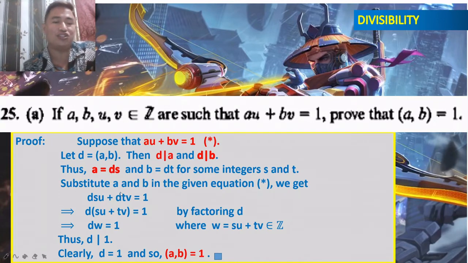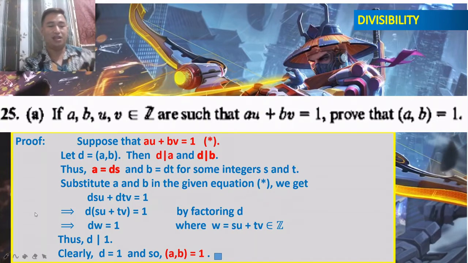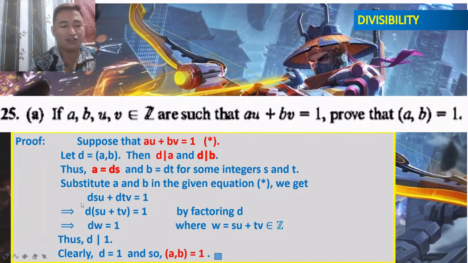Substitute A and B in the given equation star. We get, substitute them into AU plus BV. So AU becomes DSU and BV becomes DTV. Right? DSU plus DTV is equal to 1. It means that we can factor out D, class. So D times (SU plus TV) is equal to 1, by factoring D.